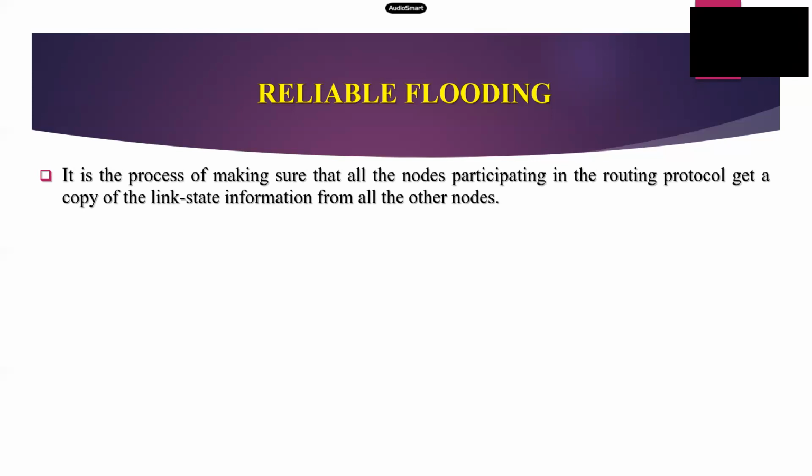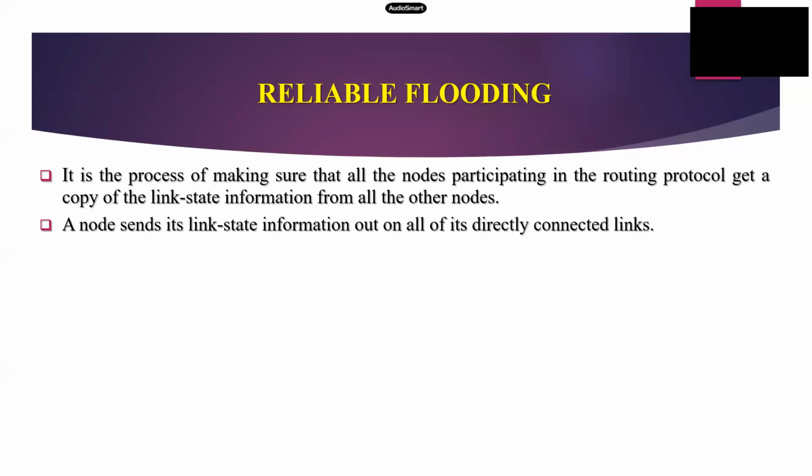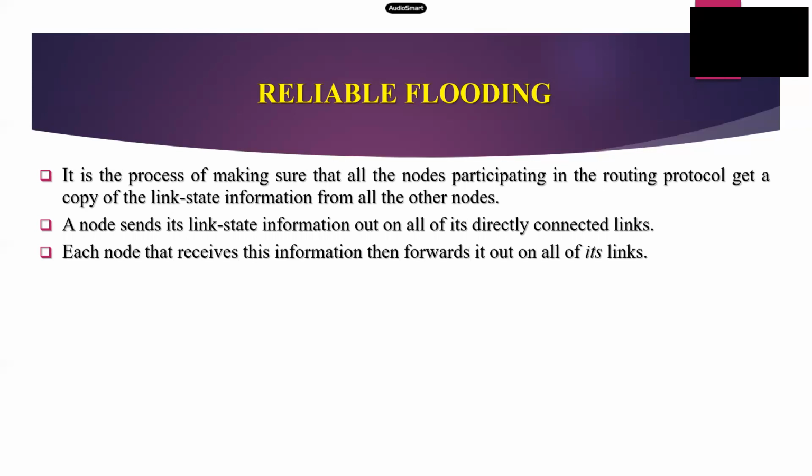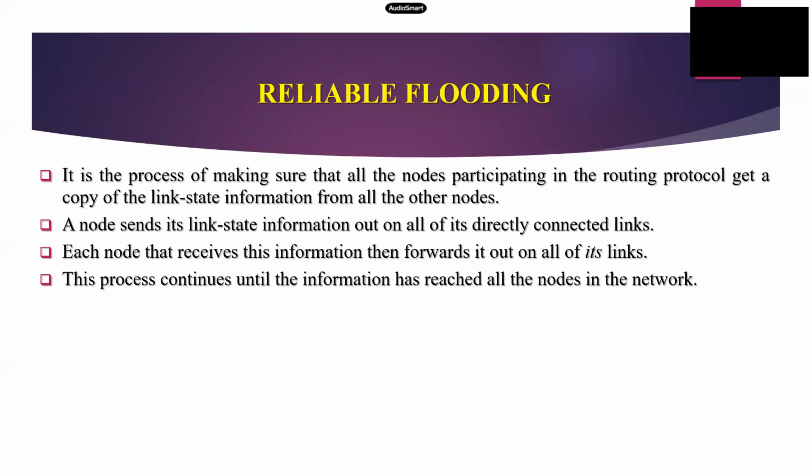So it is a process of making sure that all the nodes participating in the routing protocol get a copy of the link state information from all the other nodes. A node sends its link state information on all of its directly connected links. Suppose any node is connected with another node, then that information will be broadcast to all other neighbor nodes also. Each node that receives this information then forwards it out on all of its links. This process continues until the information has reached all the nodes in the network.